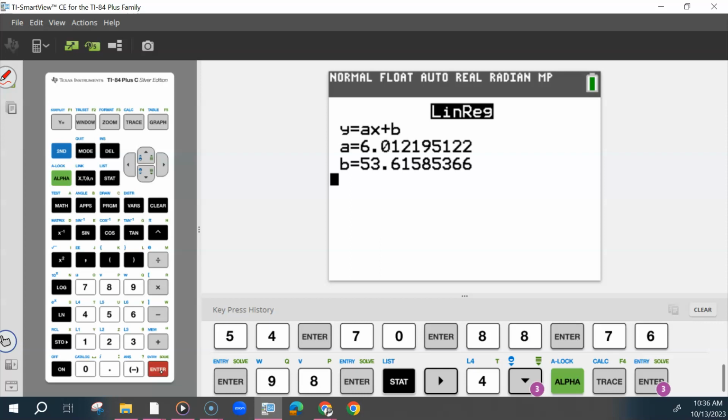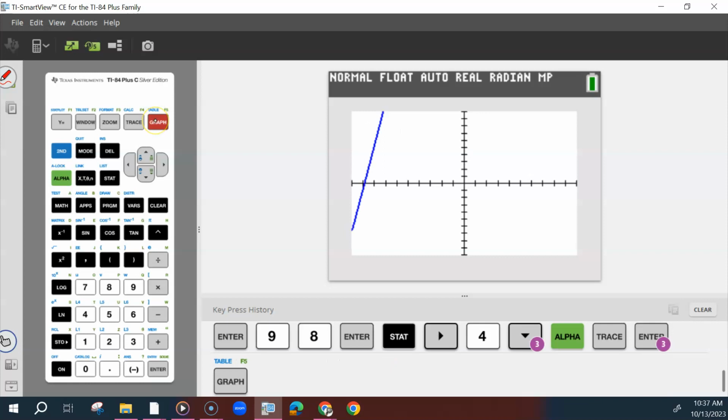If you don't hit alpha, but you just hit trace, you're going to end up calculating, which is not what we want. So make sure you hit alpha trace. Your numbers should match mine. Does anyone's numbers not match mine, or anyone not get this? This is your line of best fit. So I'm going to show you what this looks like. You don't need to do this part. I'm just showing you what it looks like.